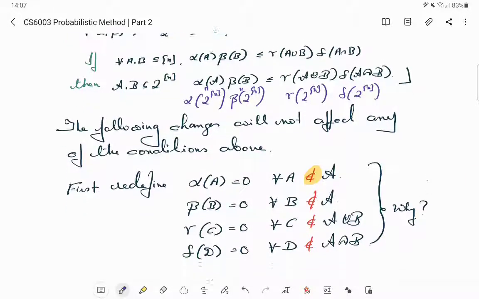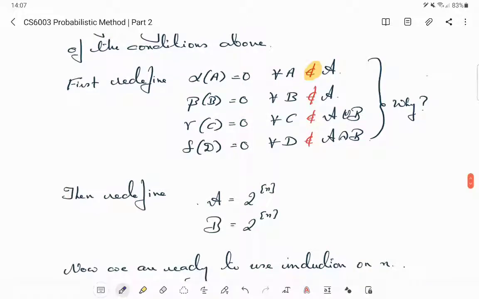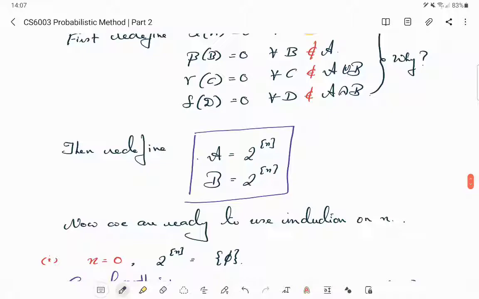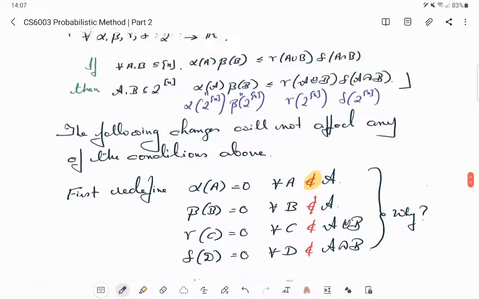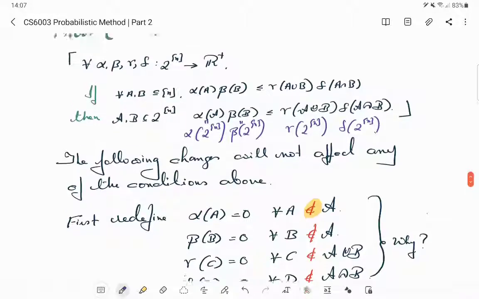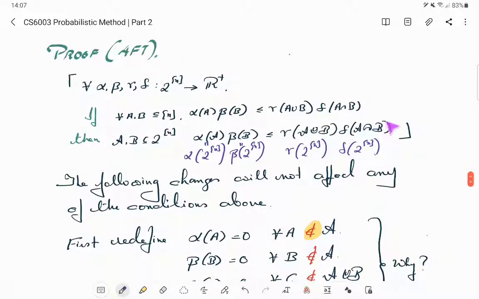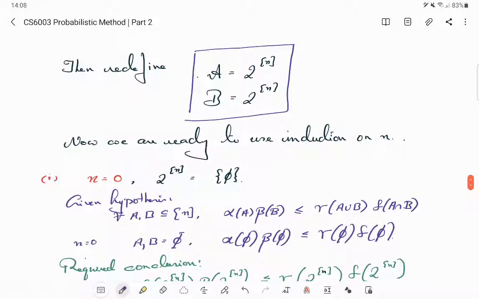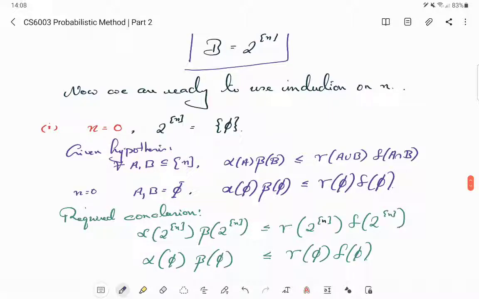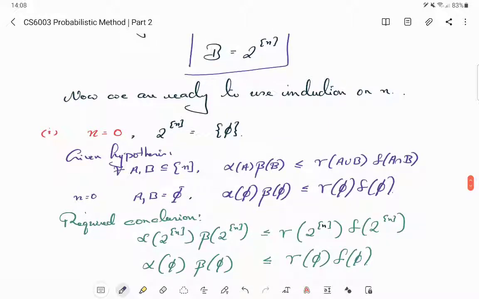So the conclusion, after you redefine this, I can redefine with script A to be the whole power set and script B also to be the whole power set. So this is the pre-processing that we do. We have redefined alpha, beta, gamma, delta so that they take on value 0 outside of the given families, and hence in the conclusion we can replace those families with the entire power set. So now we are ready to do the proof. The proof is going to be via induction on N, the size of the ground set.